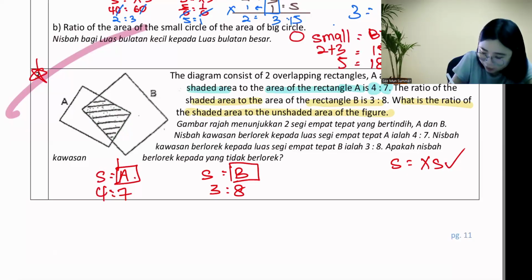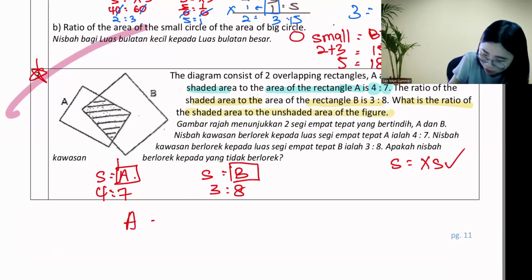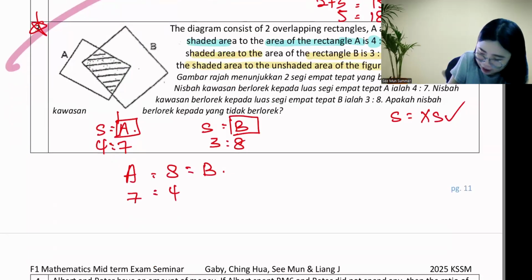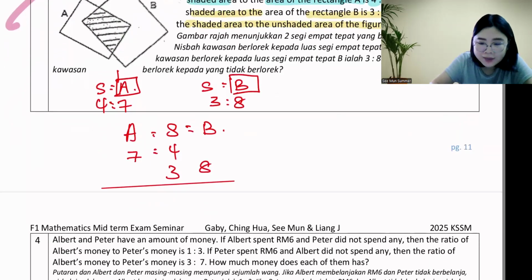So again, who should we put in the middle? Which one is keep repeating? It's the shaded region, right? Correct? It's a shaded region that is keep repeating. So I just put A, dot, dot, S, and dot, dot, B. So I copy down. A is 7, and then shaded is 4. And then B shaded is 3, and then this is 8. Steady? Again, do you still remember how to times?